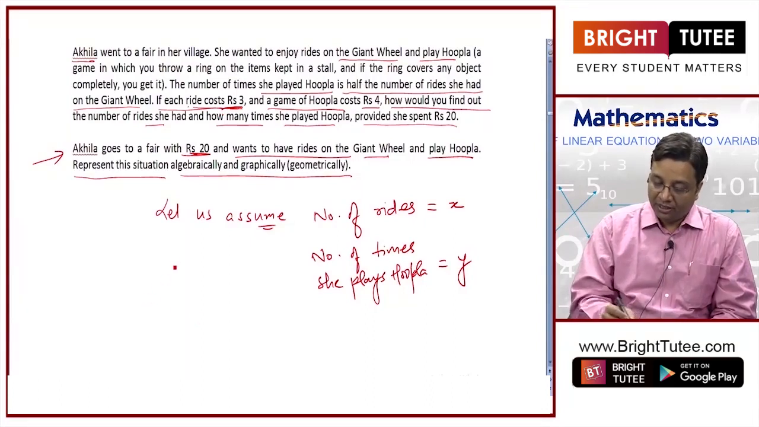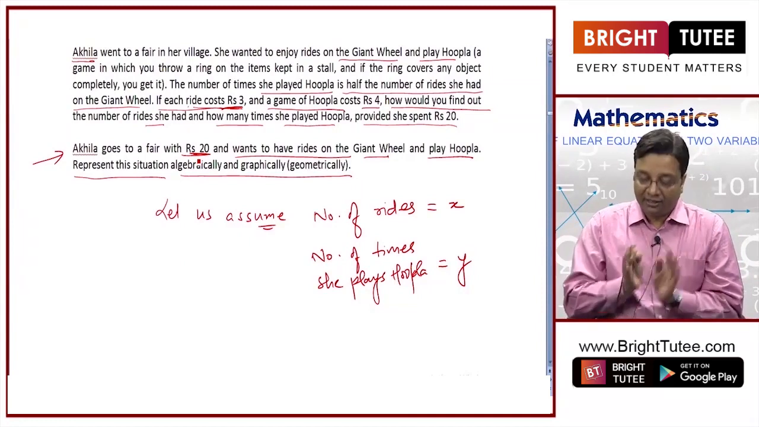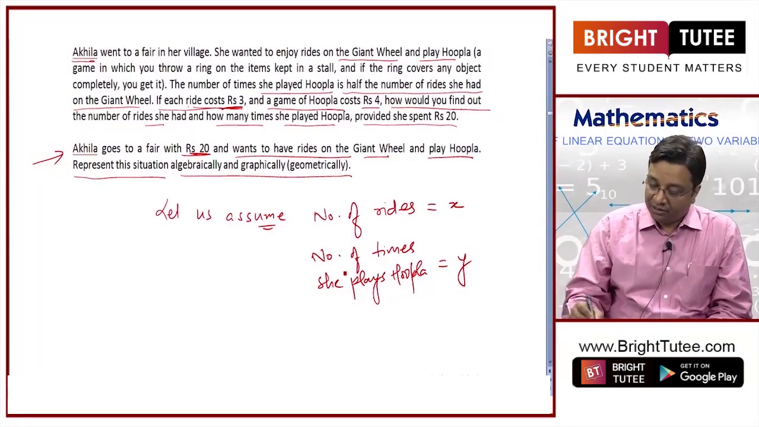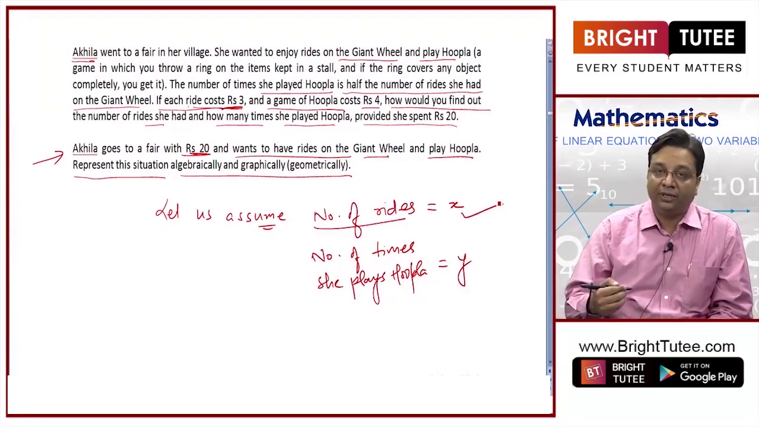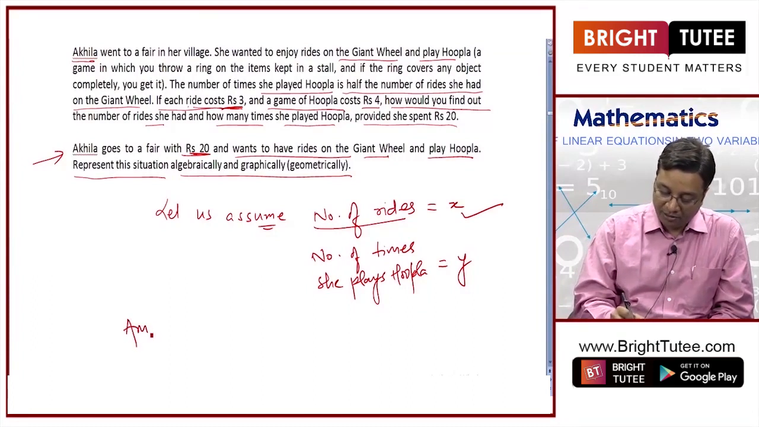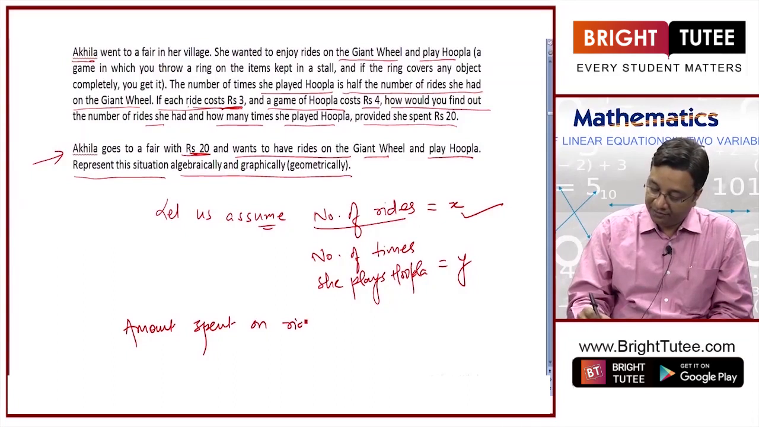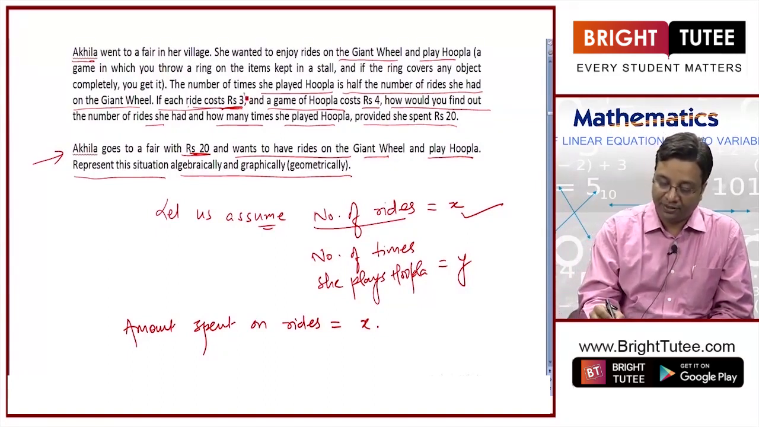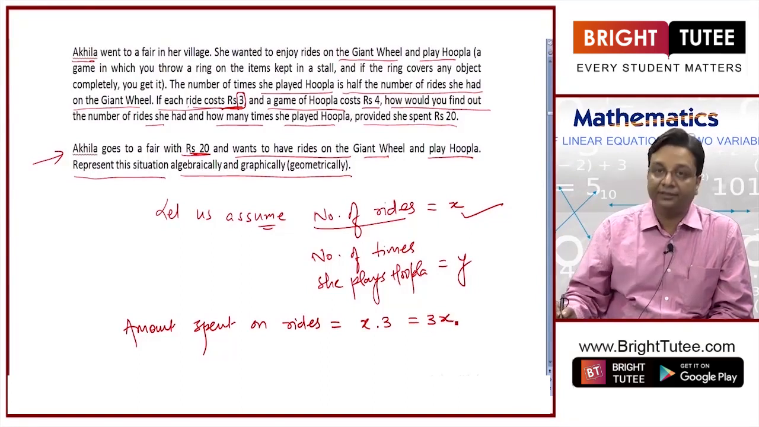Now she has got rupees 20 and each ride costs rupees 3. So out of these rupees 20 she will spend some amount on rides and some amount on hoopla, and we need to represent this situation. So if the number of rides are x, how much amount she will spend on rides? The amount spent on rides will be equal to x into amount spent on one ride, which is rupees 3. So x into 3, or we can write it as 3x.